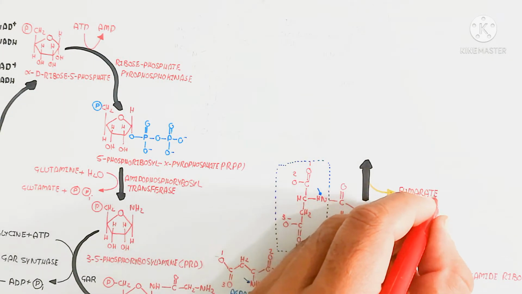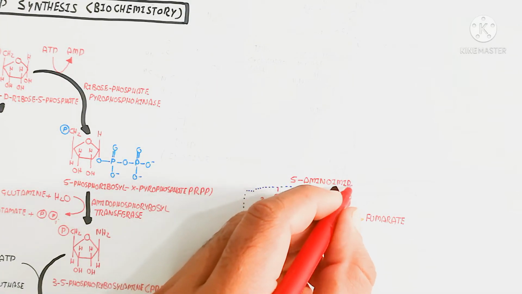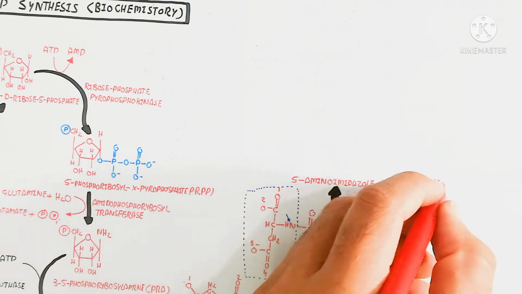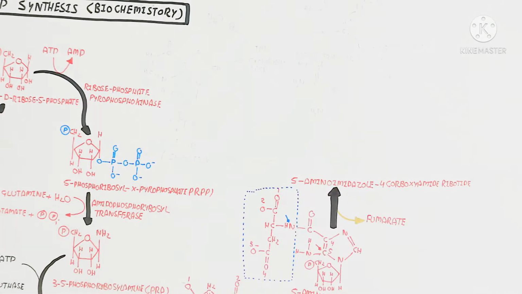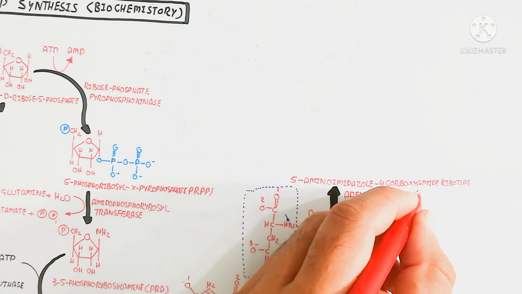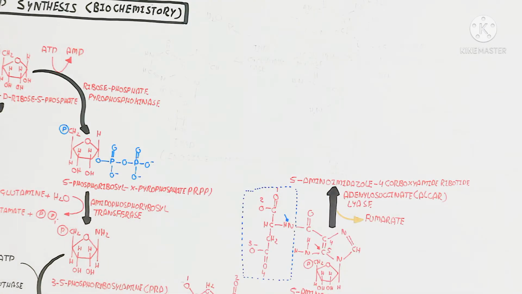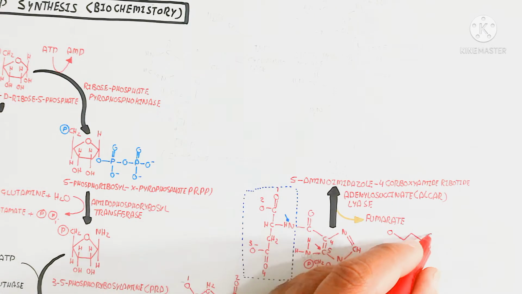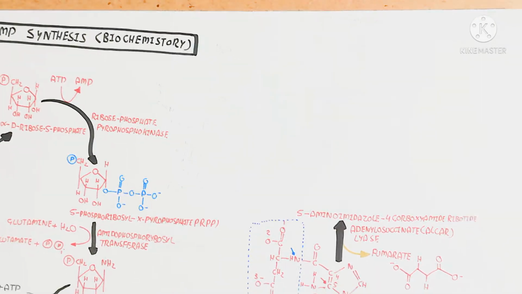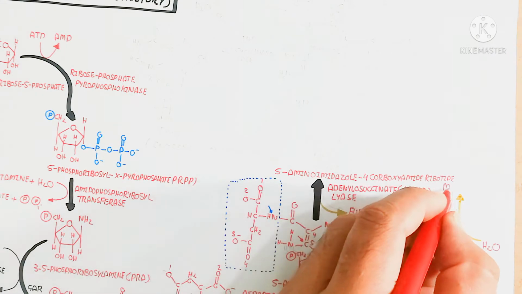On the other hand, the fumarate will be separated in the presence of the adenylosuccinate lyase enzyme. After the separation of the fumarate, this enzyme will form the 5-amino imidazole 4-carboxamide ribotide. So what is the benefit of the fumarate?